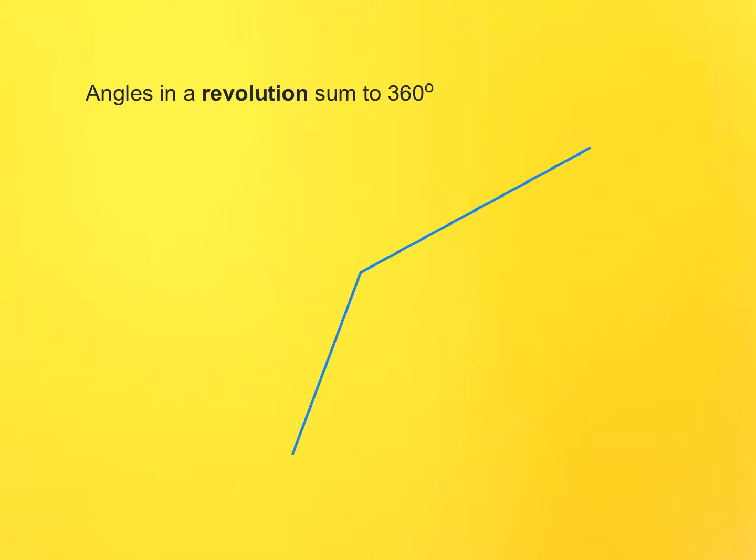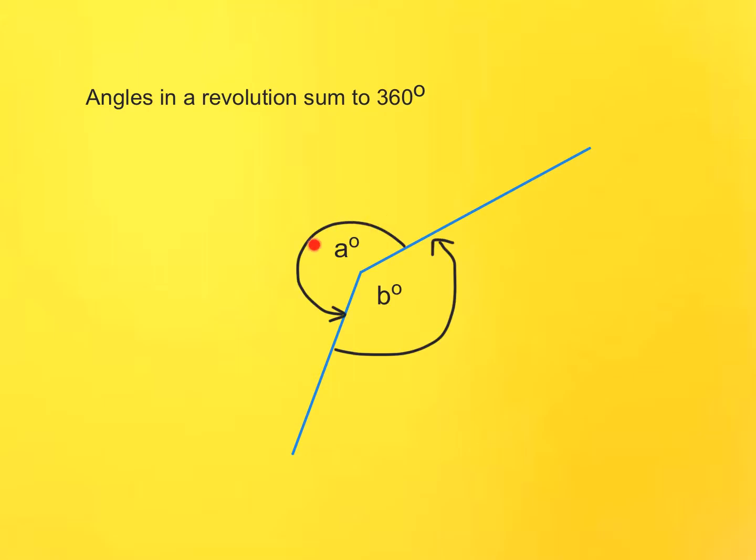The next one is that angles in a revolution sum to 360 degrees. What is a revolution? Well, a revolution is going right around a protractor or a circle once, equaling 360 degrees. So we have angle A and angle B must equal 360 degrees, and therefore a revolution. And we write that as follows: A add B equals 360 degrees.